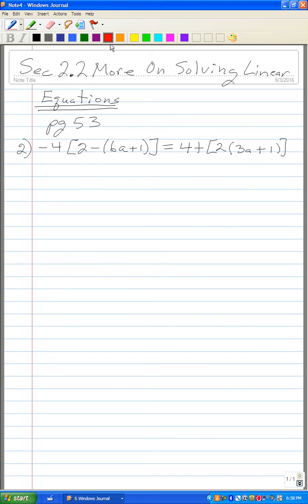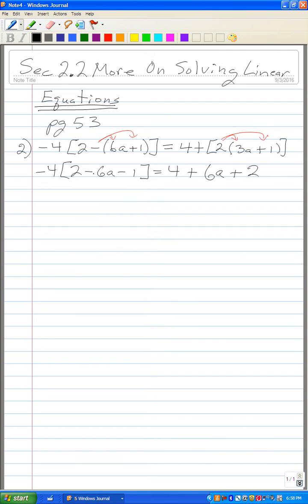So first let me multiply everything inside the parentheses by -1. Change all the signs inside the parentheses since there's a negative outside the parentheses. Multiply 2 inside the parentheses by the distributive property. And so I get -4 times 2. Changing the sign, I get a -6a. Changing the sign, I get -1, equals 4 plus 2 times 3a is 6a. 2 times 1 is 2.